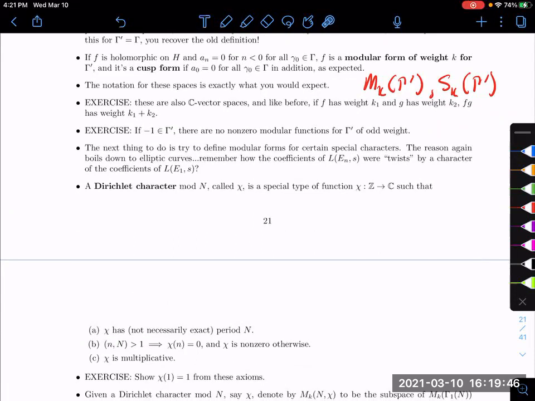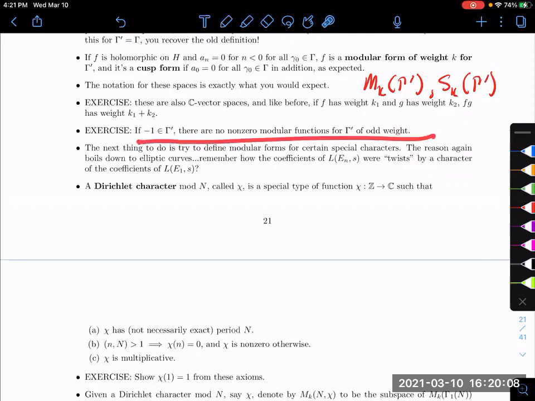And just like with modular forms for all of SL2Z, these are C vector spaces, they're complex vector spaces. And just like before, if f has weight k1 and g has weight k2, then fg has weight k1 plus k2. So we get the same kind of properties as we had for modular forms for the full group.